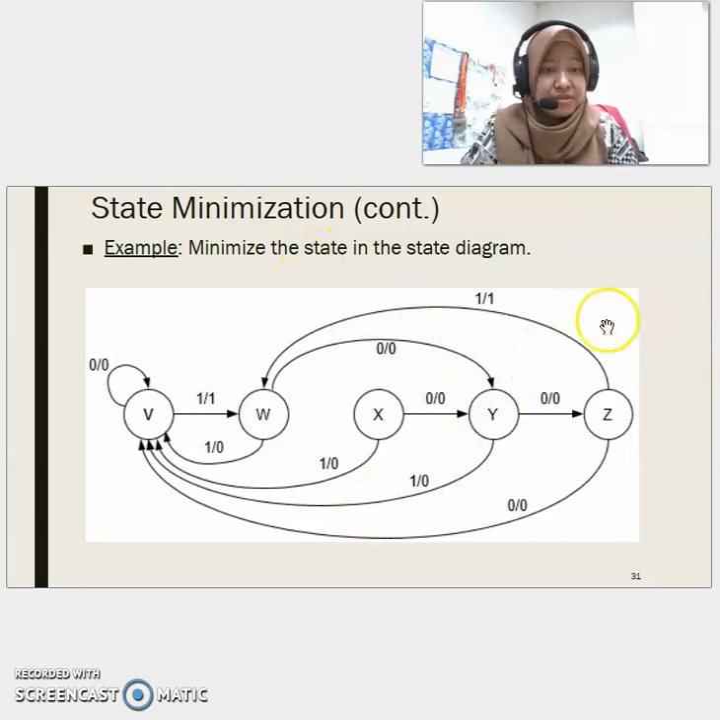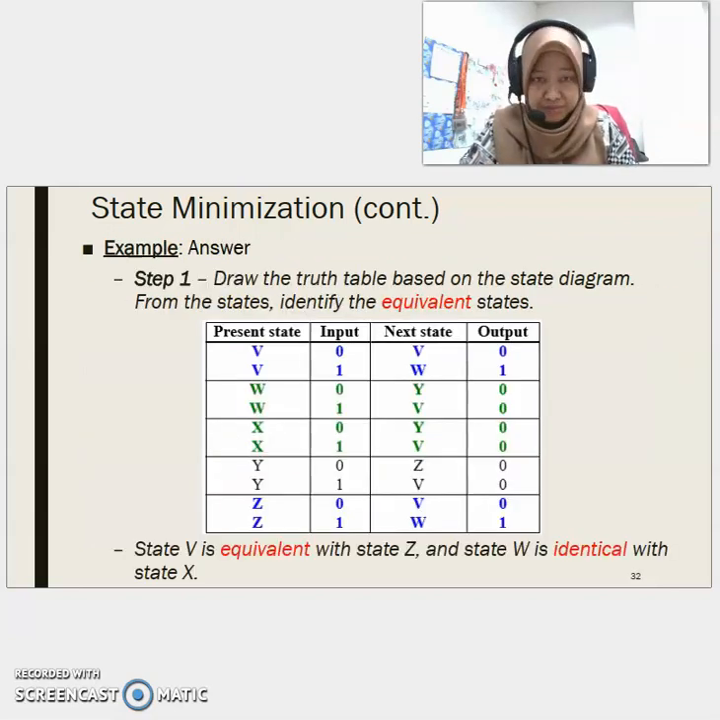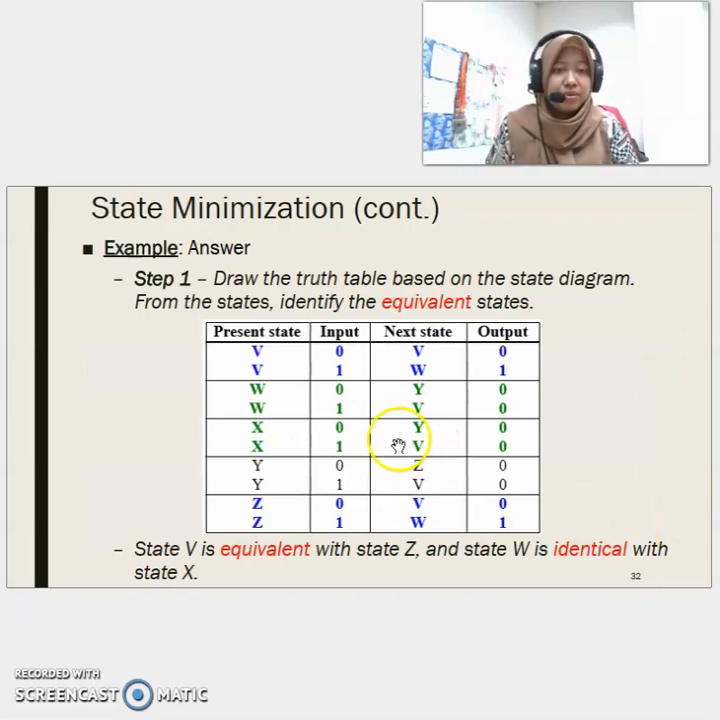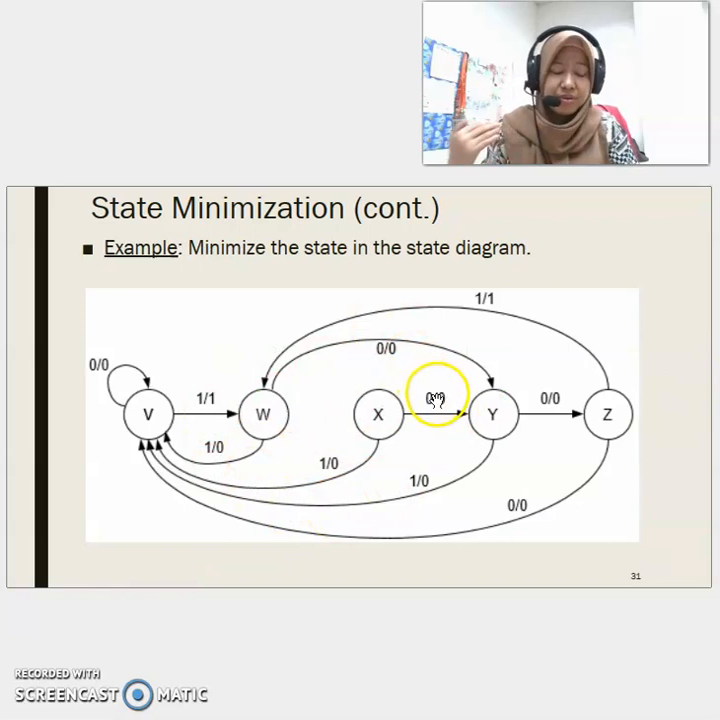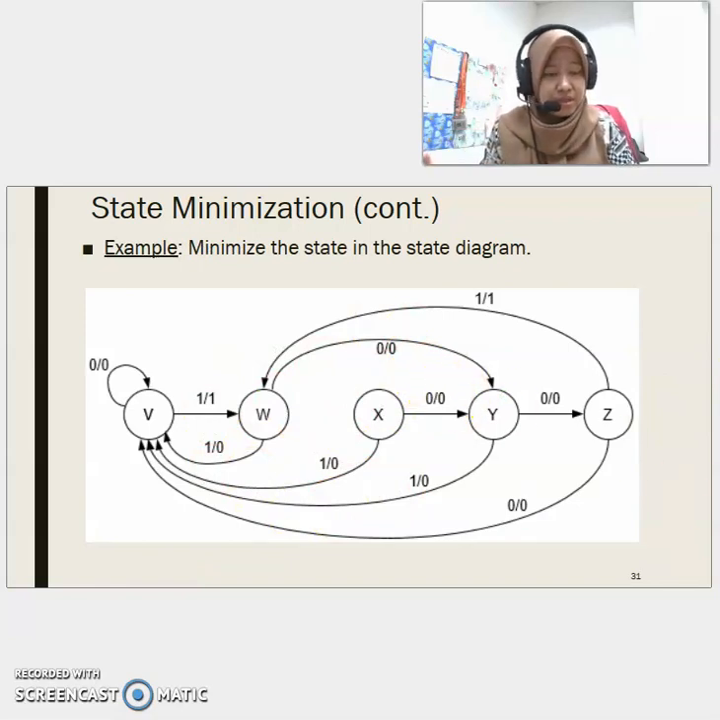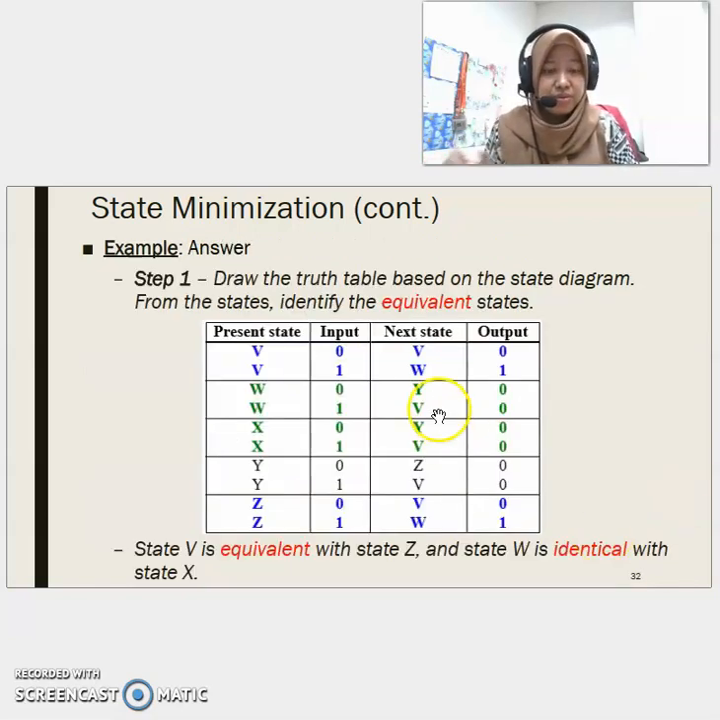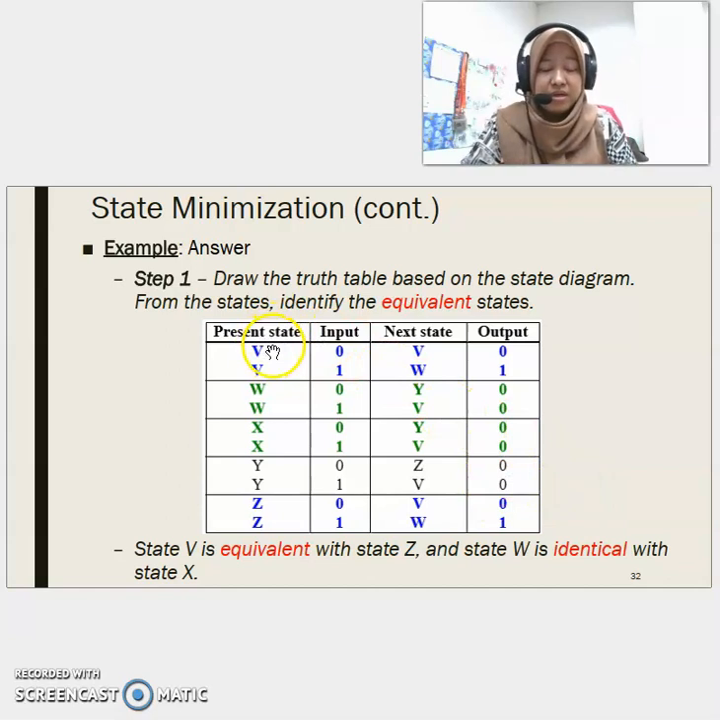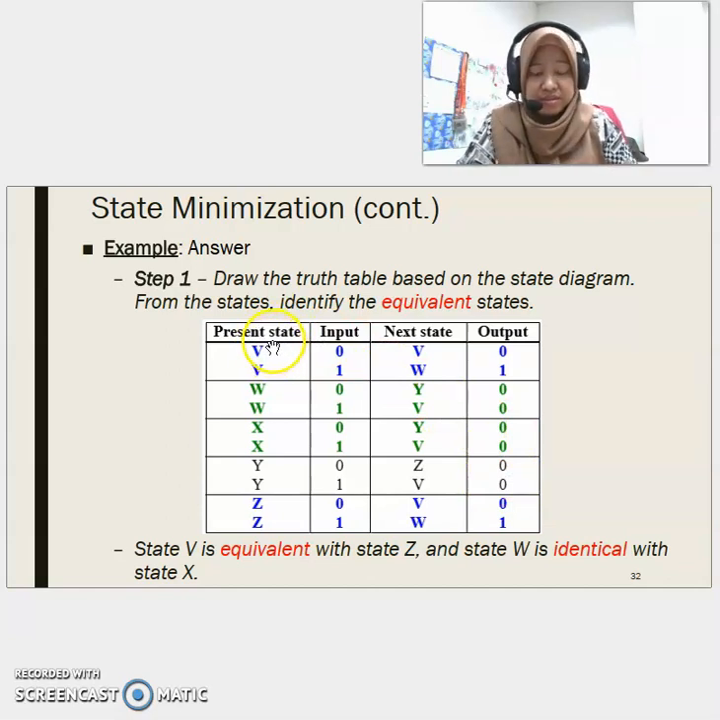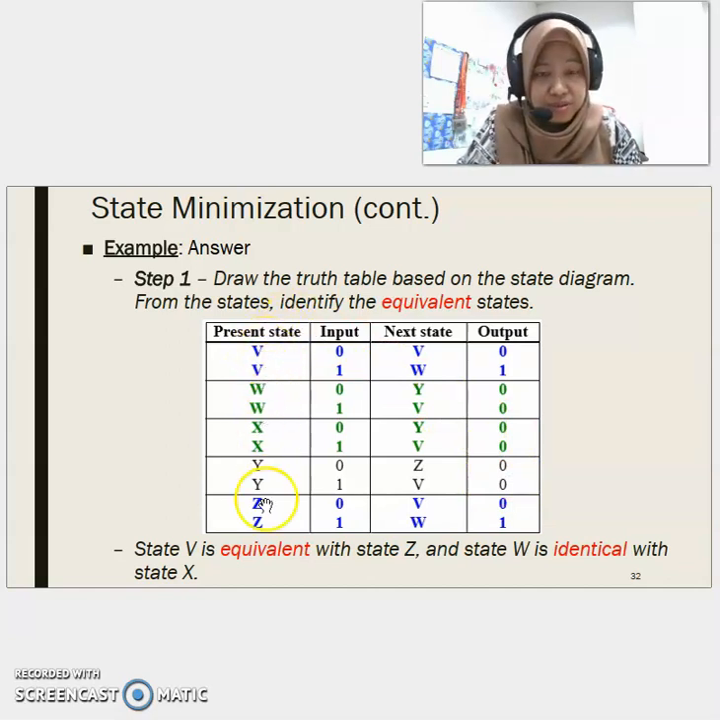We first convert this state diagram into its truth table. I hope you can try, based on this state diagram, to come up with your own truth table and compare whether it is the same as this truth table or not. Now let's take a look at how to minimize the states. From this truth table, we have the present state, input, next state, and output.